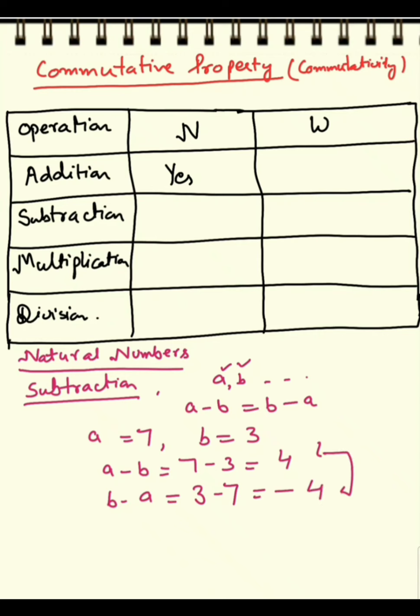So from here we can see that A minus B is not equal to B minus A. So we can say that A and B are not commutative for subtraction. So we can write here that natural numbers are not commutative for subtraction. No, we can write here.